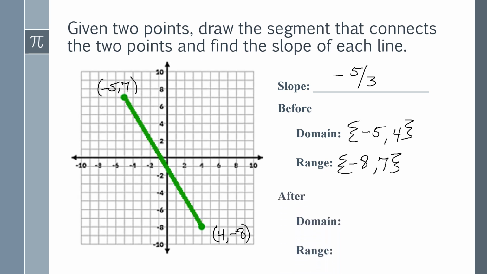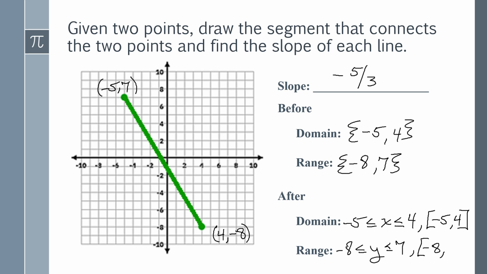So now we draw our line segment and our domain changes. This becomes -5 ≤ x ≤ 4. And in interval notation, just -5 and 4 in brackets. The range is -8 ≤ y ≤ 7. And again in brackets, [-8, 7].